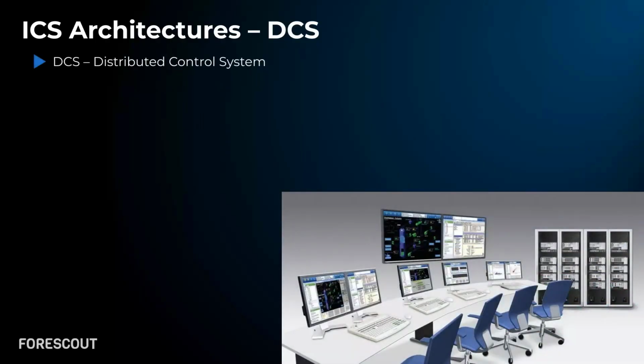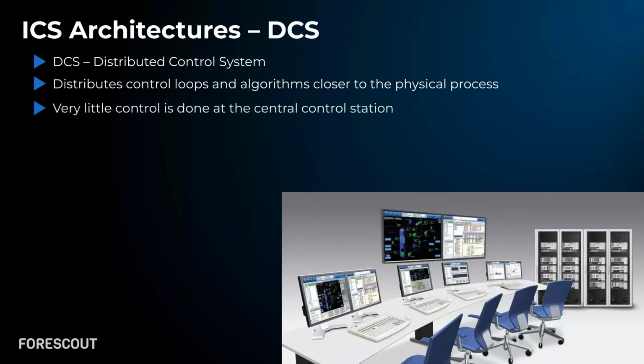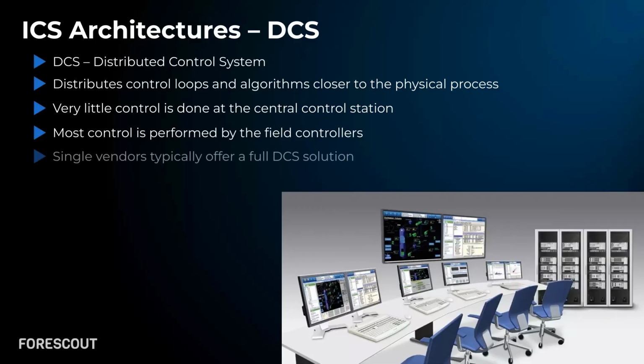The second ICS architecture is DCS, which stands for Distributed Control System. A DCS uses control loops that are distributed across the physical system, enabling most processes to be carried out autonomously. Unlike SCADA architectures, a DCS typically exhibits less control at the centralized location, with most of the control functions being performed by the field controllers.